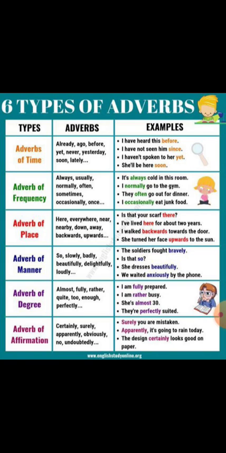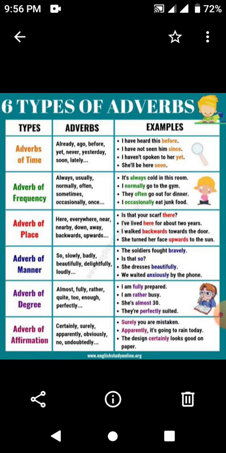The second type is adverb of frequency. When you want to know how often something happens, how many times it happens: always, usually, normally, often, sometimes, occasionally, once. It's always cold in this room. Always is the adverb telling us how often cold happens. I normally go to the gym. How often do you go? Normally. They often go out for dinner. How often do they go for dinner?